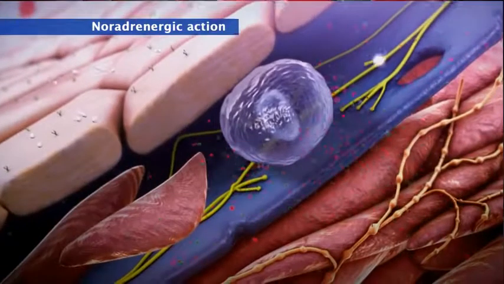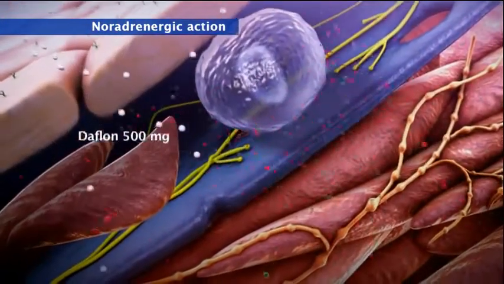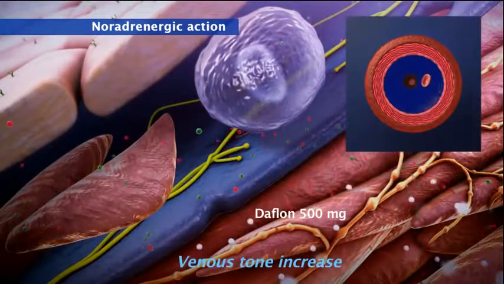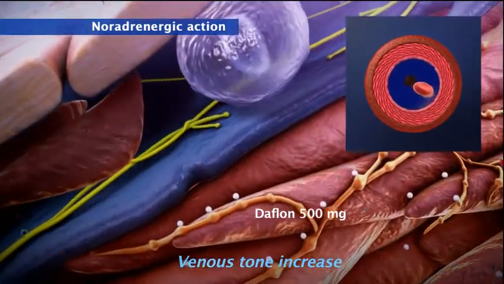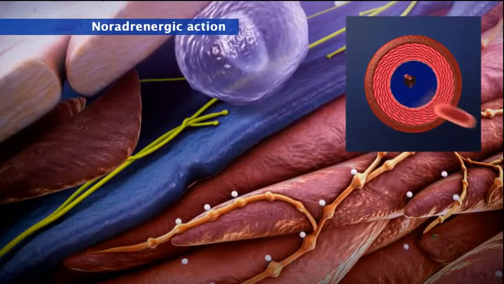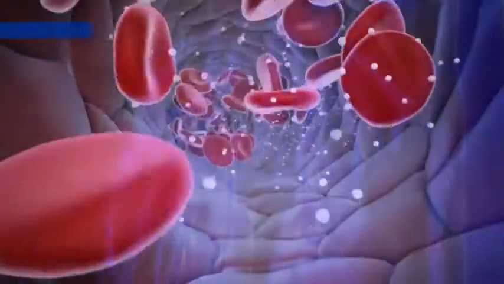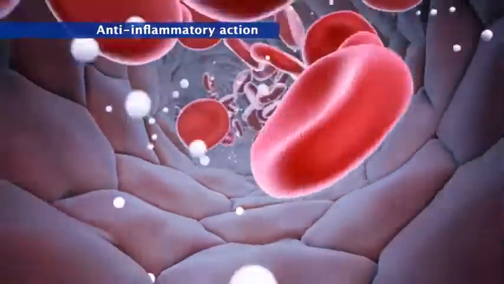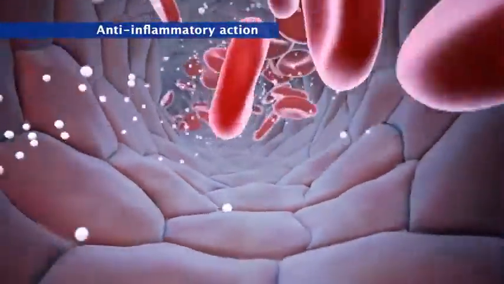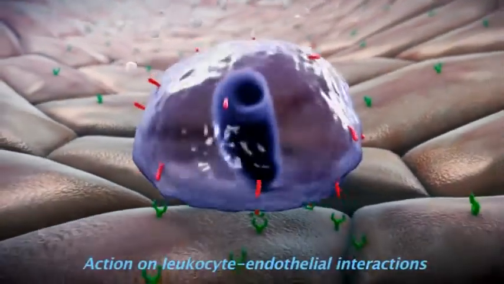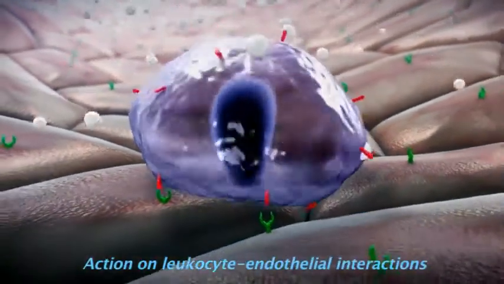Through its noradrenergic action on the venous wall, Daflon 500 mg increases venous tone within the first hour, reduces venous stasis, improves lymphatic drainage, and protects both the macro and micro circulation. A growing area of evidence shows that the underlying protective effect of Daflon 500 mg is also a result of its action on leukocyte-endothelial interactions.